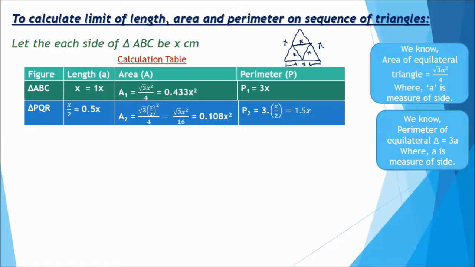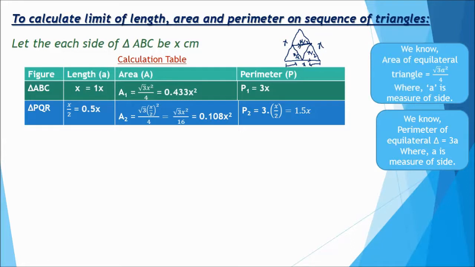This is the third side. This will be parallel to the third side and half of the third side. The third side is x, so this value will be x by 2. Sorry, I have written x. It must be x by 2. All will be x by 2. Now it goes in the same way.